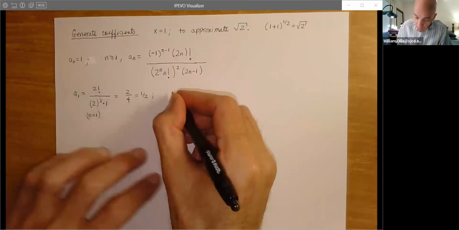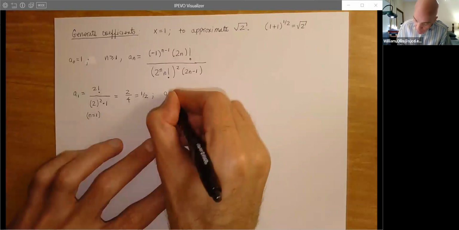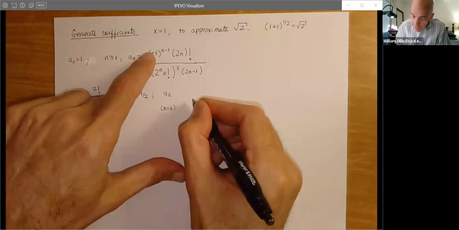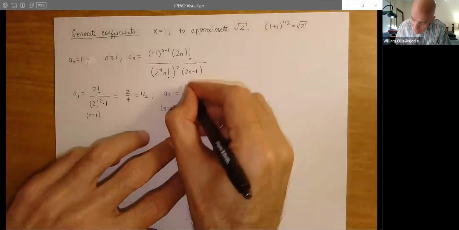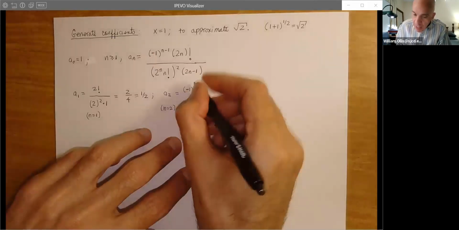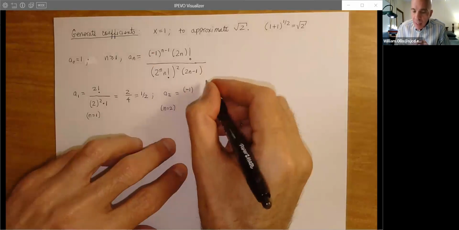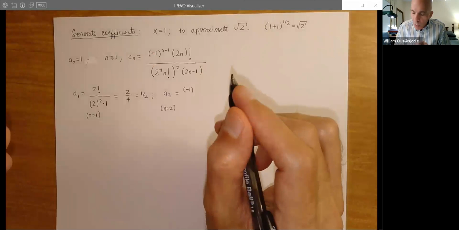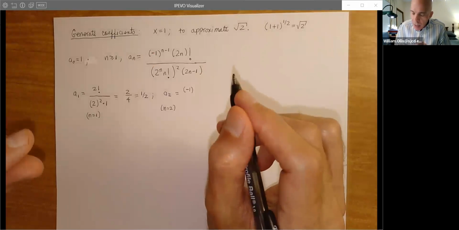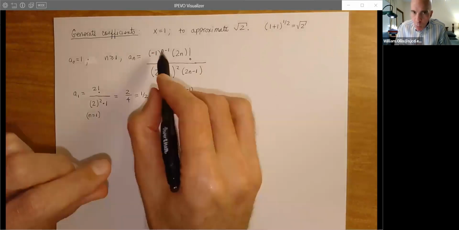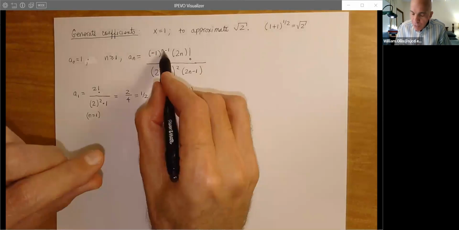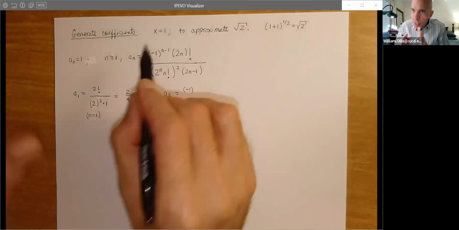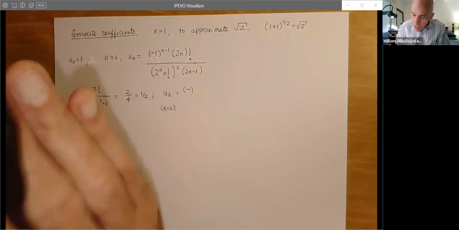Now let's generate a couple more. a sub 2, n equals 2. So let's just go ahead and fill it in. This will be negative 1 in this case. And another thing that you want to do when you look at these is don't worry so much about this. If you want to replace this with n plus 1, it's the same thing. Just make sure that we start out with the right parity, so to speak.